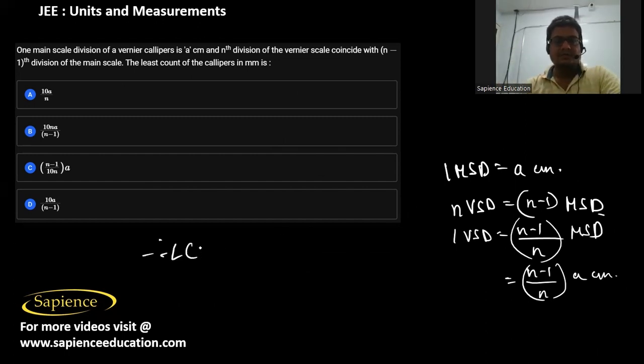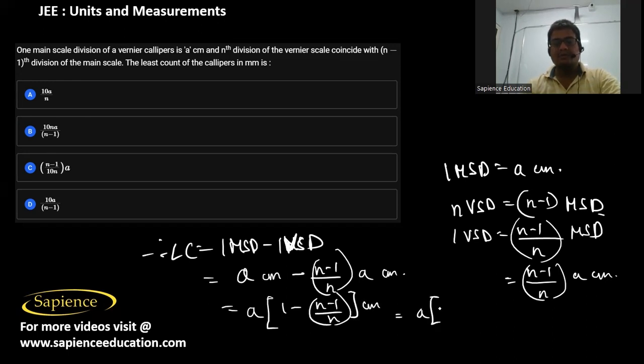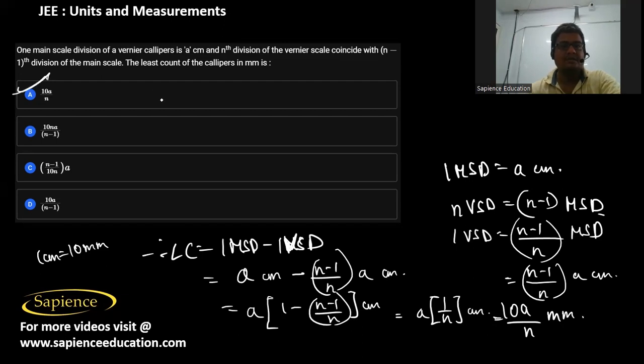So therefore the least count is equal to one main scale division minus one vernier scale division. So that is equal to one main scale division, that is A centimeter, minus one vernier scale division, that is (n minus 1) by n into A centimeter. So A I can take as common and then we can write 1 minus (n minus 1) by n centimeter. So this will be equal to A into 1 by n centimeter. So in millimeter, 1 centimeter is 10 millimeter, as you know. So this will be 10 A by n millimeter. So option A is the correct answer.